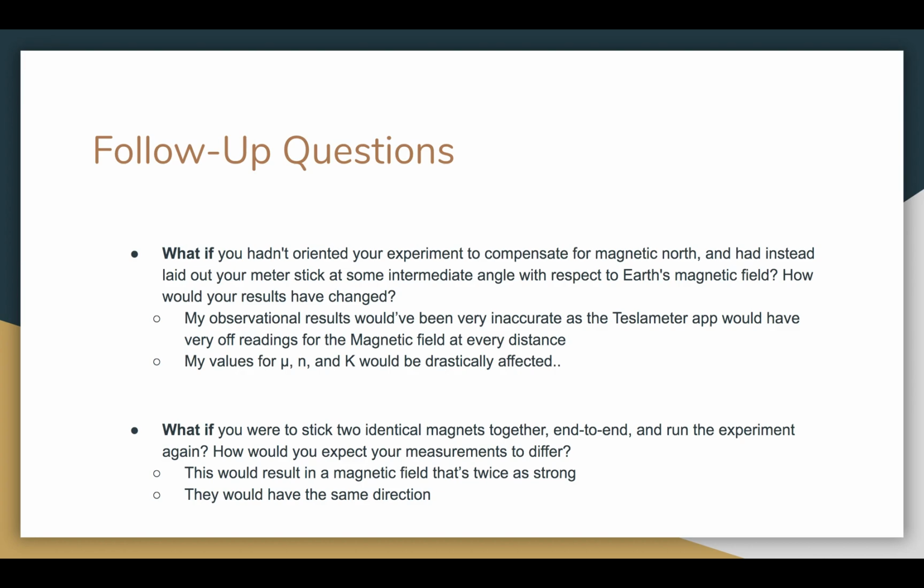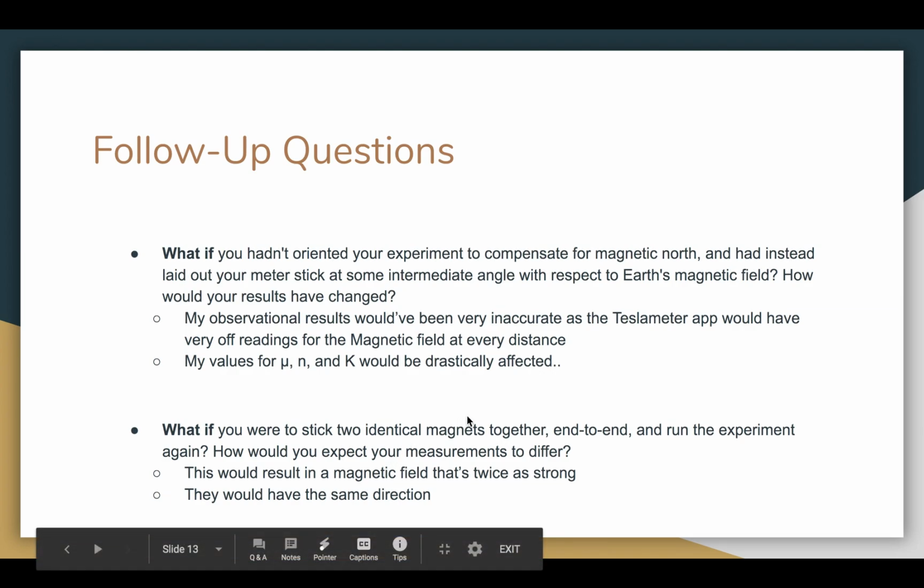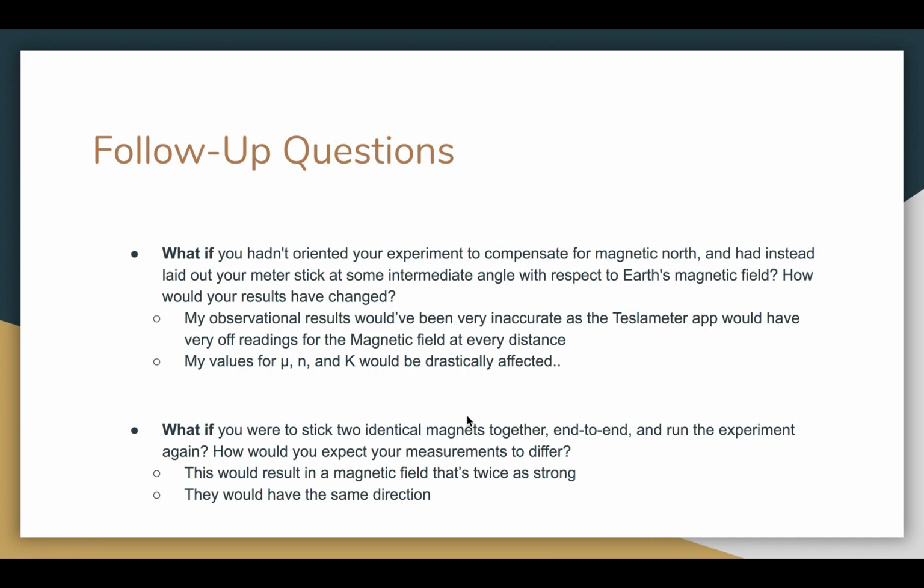Follow-up questions. So what if I hadn't orientated my experiment to compensate for true north? If I wouldn't have done that, my results would have been very inaccurate, as the Tesla meter app would have had very strange readings. So it would have been very different, and my values for mu, n, and k would have drastically been affected and been very off.